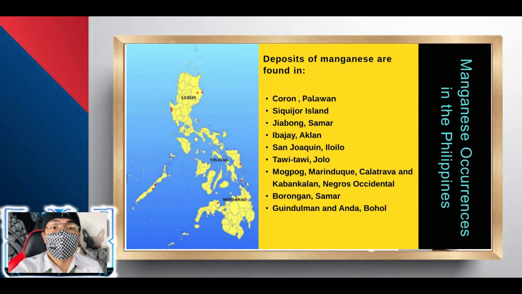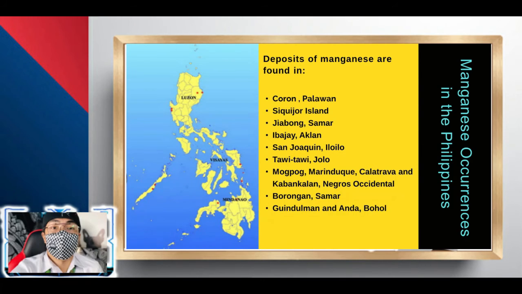So, we do have also the Philippine manganese deposits that are classified as primary or secondary. The former are the volcanic sedimentary deposits, while the latter are the residual deposits that have resulted from the weathering of manganese-bearing rocks.